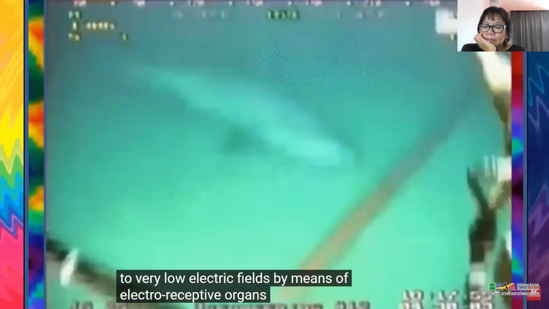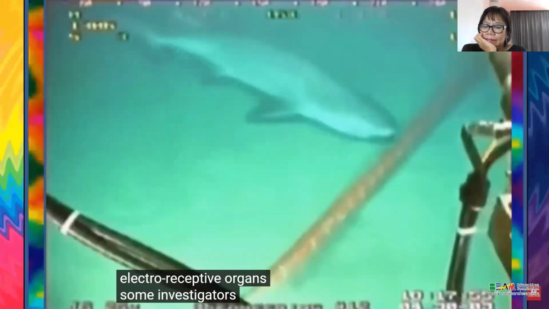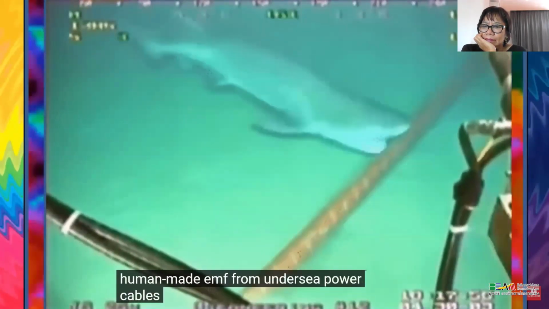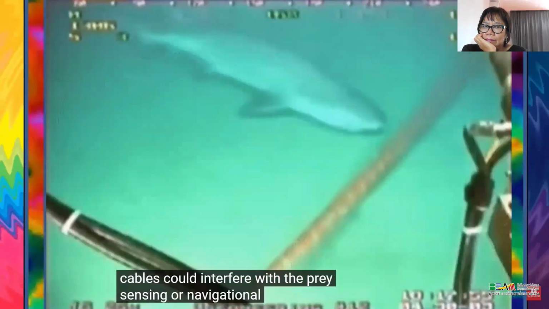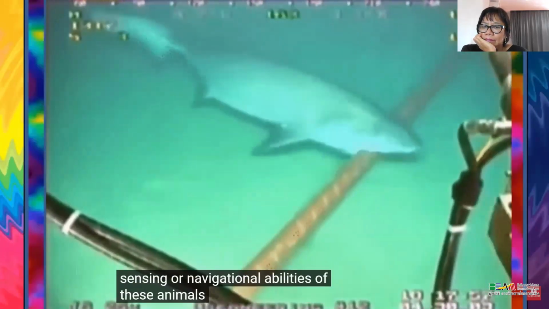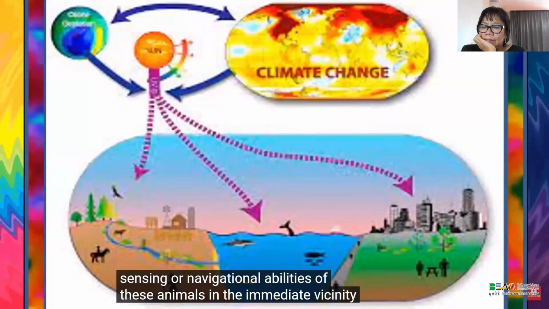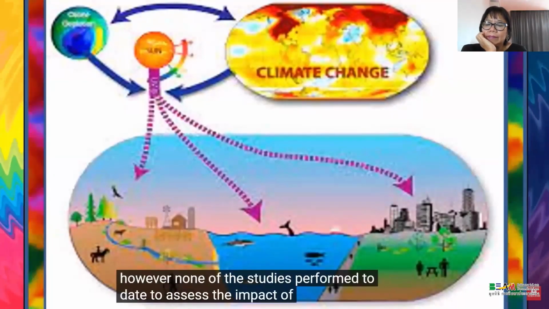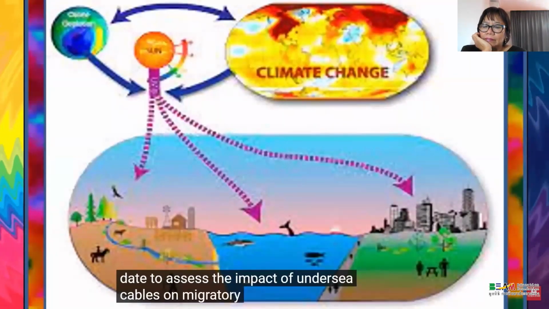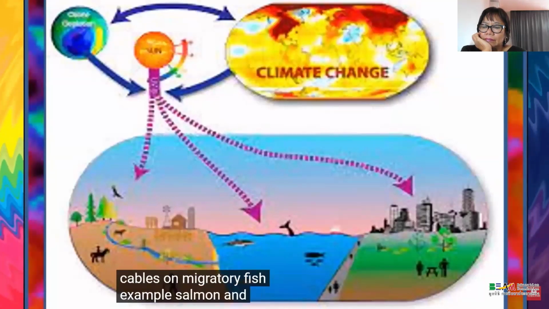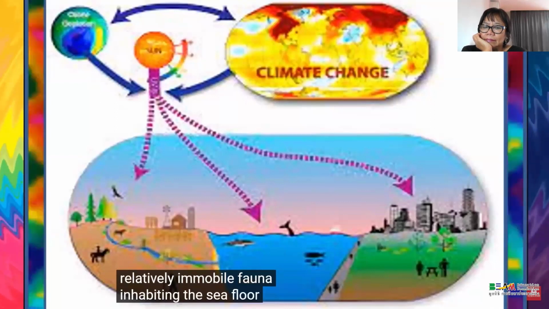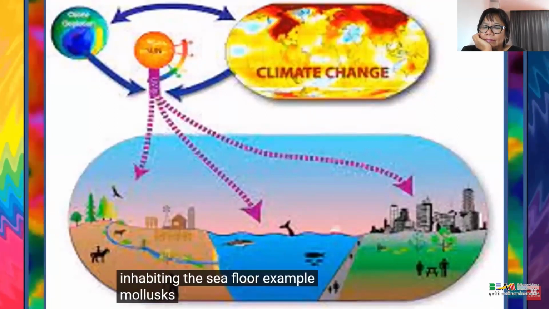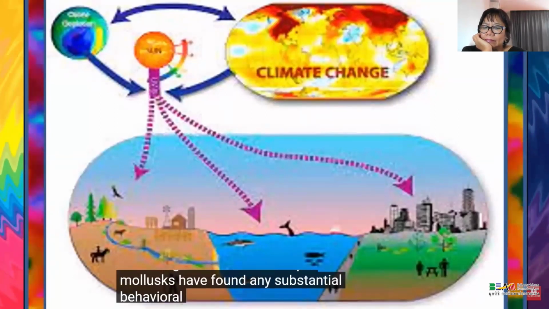Some investigators have suggested that human-made EMF from undersea power cables could interfere with the prey sensing or navigational abilities of these animals in the immediate vicinity of the sea cables. However, none of the studies performed to date to assess the impact of undersea cables on migratory fish, for example salmon and eels, and all the relatively immobile fauna inhabiting the sea floor, for example mollusks, have found any substantial behavioral or biological impact.